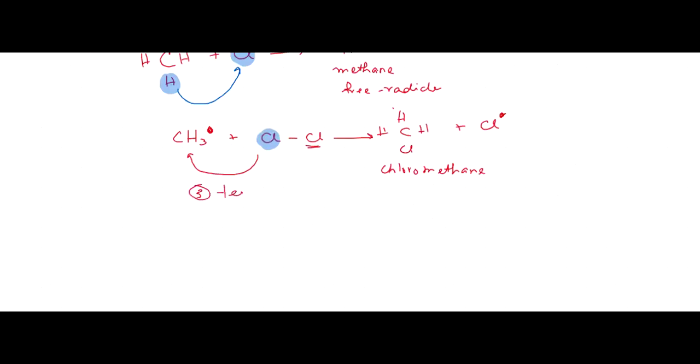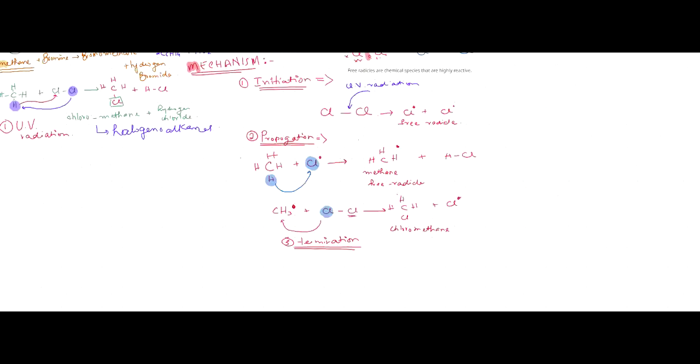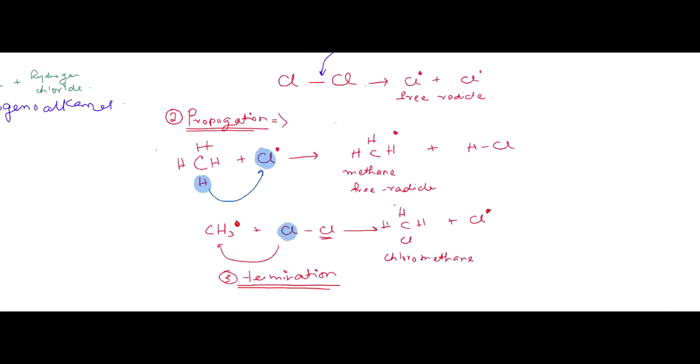Wait, so like, termination, I think I did not understand anything in propagation though. Okay. In propagation, look, what is going to happen is this: this is the free radical of chlorine. There are like two free radicals, right? Cl and then another Cl. Yeah, exactly. One of them will go for one molecule, and this chlorine will go to another molecule, like that.